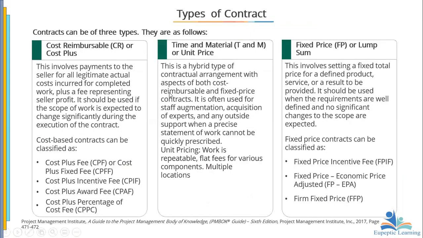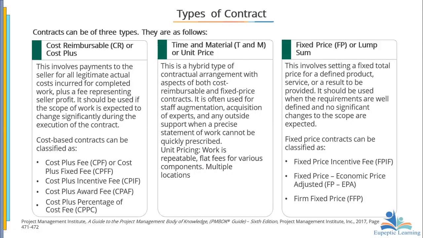Okay, now types of contract. There are three key types: cost reimbursable, or the cost plus contract; time and material, what you usually call T&M, or unit price; and then we have fixed price or lump sum. Now, we're going to look at them separately, and then as we go ahead, we look at them in detail. Now, cost plus involves payment to the seller for all legitimate actual cost incurred for the work completed, plus a fee representing the seller profit.